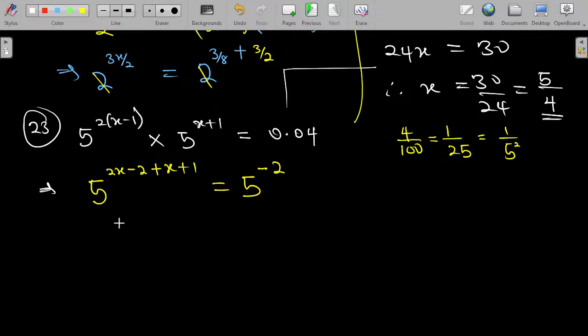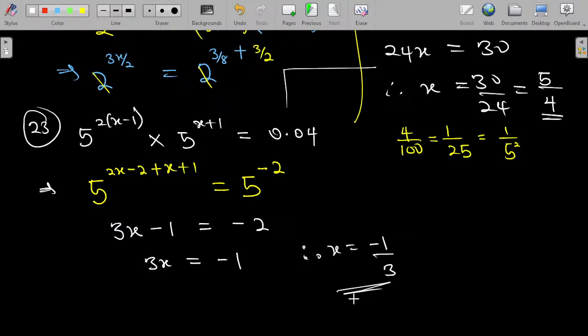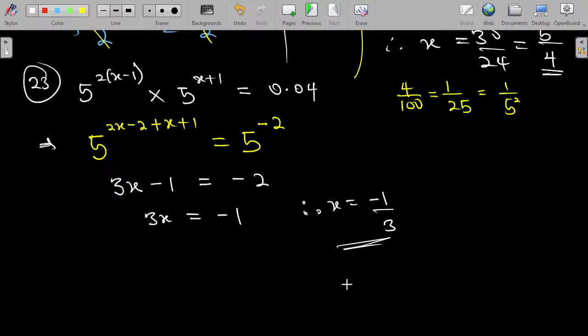Take away equal bases, so here we have 2x plus x is 3x, minus 2 plus 1 is minus 1, and that is equal to minus 2. Take your minus 1 to this side, we will have 3x is equal to minus 2 plus 1, because minus 1 will change to plus 1, and that is equal to minus 1. And so your answer is x is equal to minus 1 over 3. That's the solution for 23.